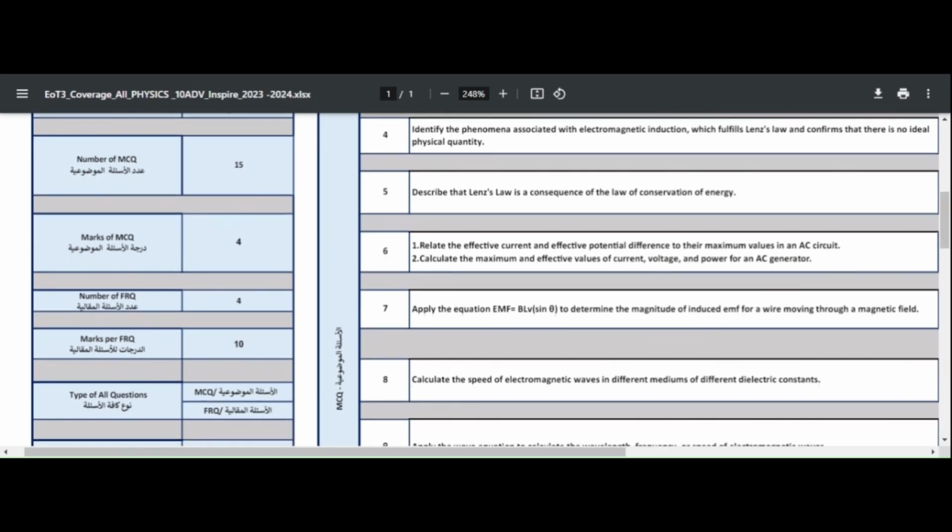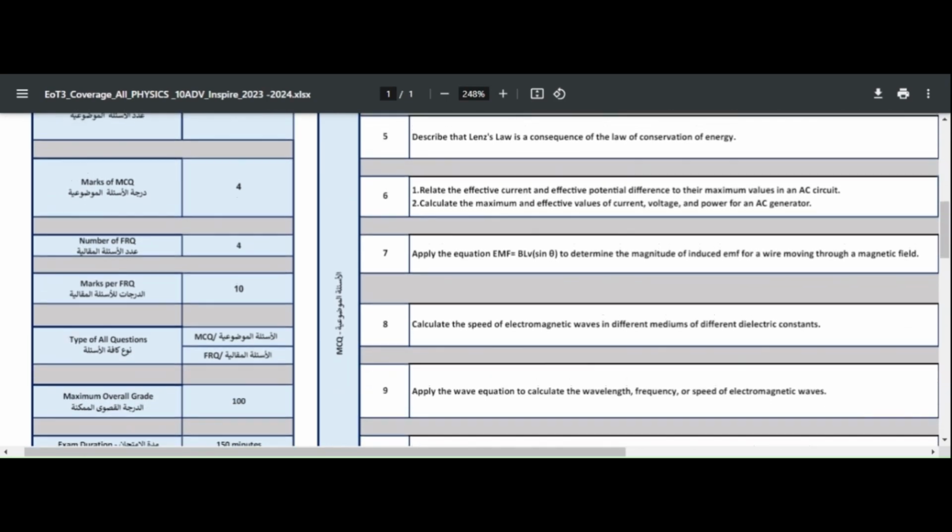Then you have: identify the phenomena associated with electromagnetic induction which fulfill Lenz's law and confirm that there is no ideal physical quantity. So basically, we have to identify a phenomenon which fulfills Lenz's law. You can be given a situation, maybe a picture or a set of pictures, in which you have to identify how Lenz's law is applied. That is what we can make of this question.